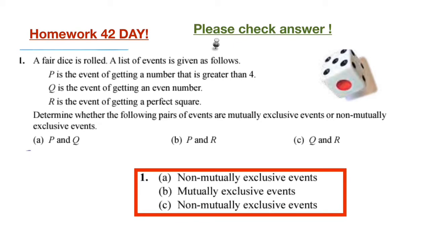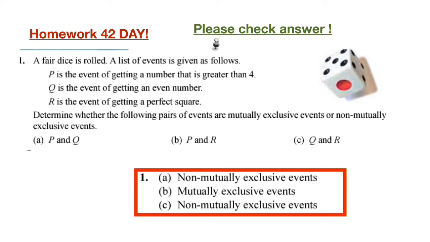And then we see P and R. P is a number greater than 4, which is 5 and 6, right? R is the event of getting a perfect square, which is 4. So just now you got 5 and 6 for P, and for R you got the perfect square, which is 4. So it seems like you don't have a common element, right? It does not intersect, meaning that P and R are mutually exclusive events. Does not intersect means it is a mutually exclusive event.